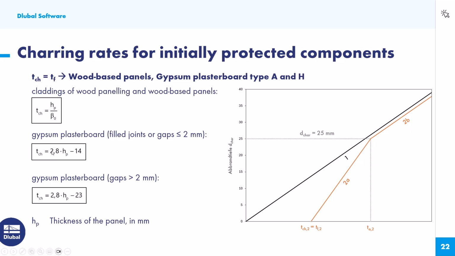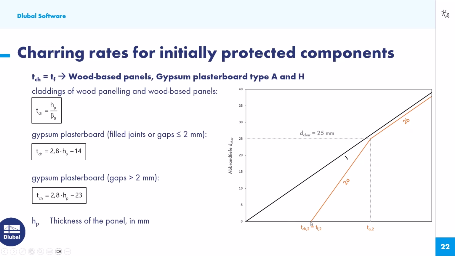Yeah, for the, I guess, most common case using gypsum plasterboards, we have equations in the Eurocode for filled joints or gaps smaller than 2 millimeters, or for gaps higher than 2 millimeters. So for a typical 12.5 millimeter plasterboard, the charring time here is 21 minutes. So the delay, the fire will start 20 minutes later.